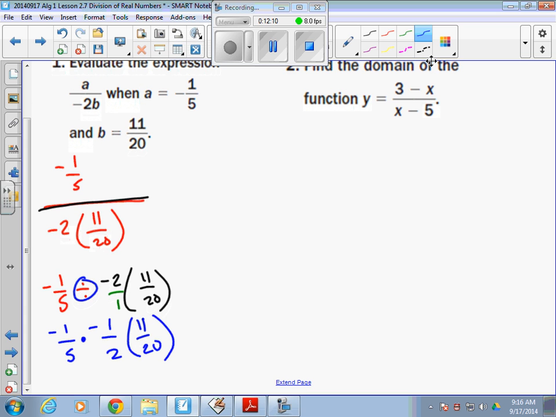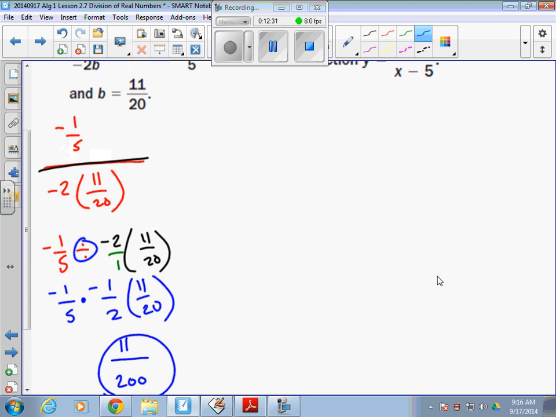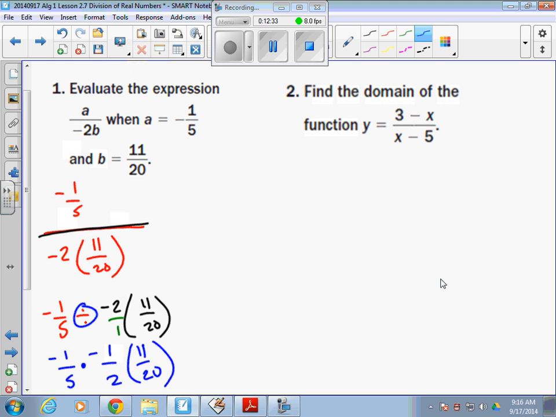Negative 1 times negative 1 is positive 1, and positive 1 times 11 is going to be positive 11. 5 times 2 is 10, and 10 times 20 is 200. So we have 11 over 200. I feel like I got to work that one again, but let's go to this next one real quick.